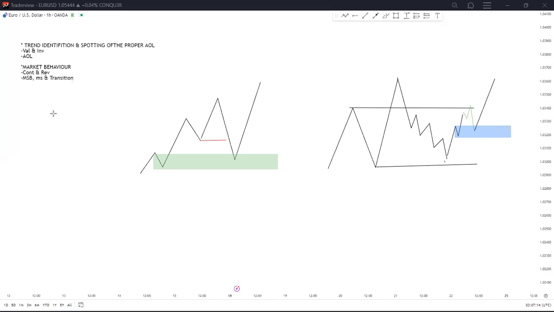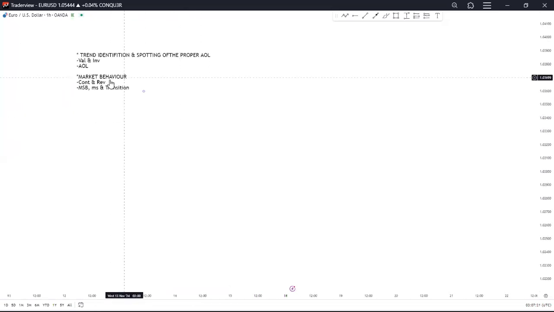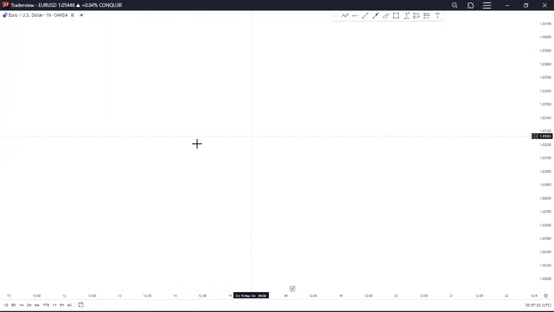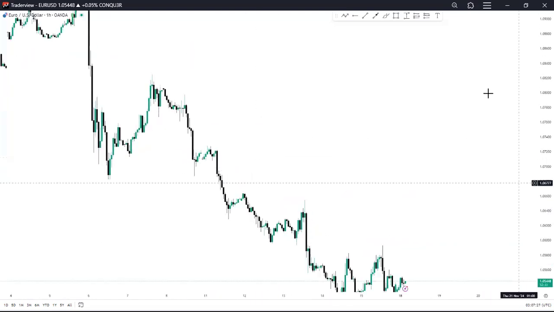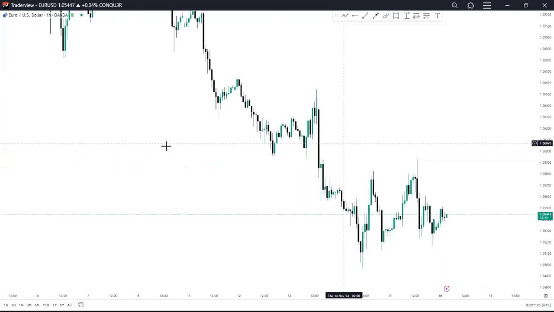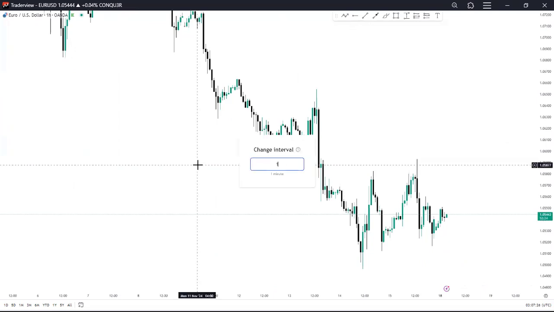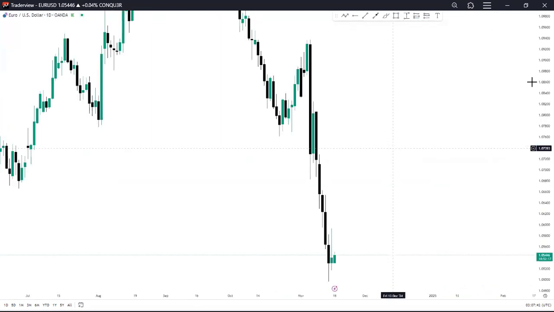Okay, so let's go to the chart and see some examples. Okay, so how do we identify our area of liquidity, as we have already talked about? So this is the daily time frame.